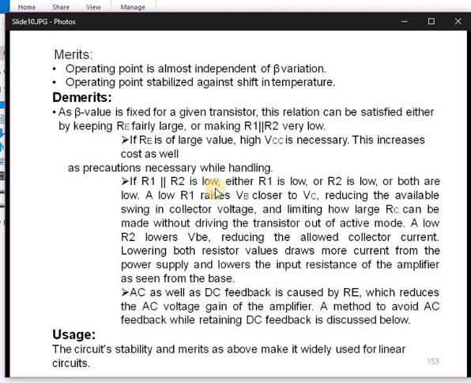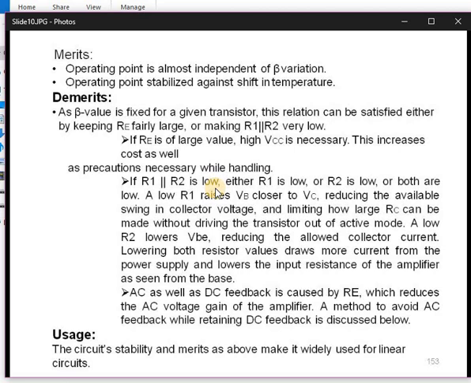Among these, AC as well as DC feedback is caused by RE. This emitter resistor is used as a feedback resistor. It provides both AC and DC feedback, which reduces the AC voltage gain of the amplifier. A method to avoid AC feedback while retaining DC feedback is discussed in the next sessions.